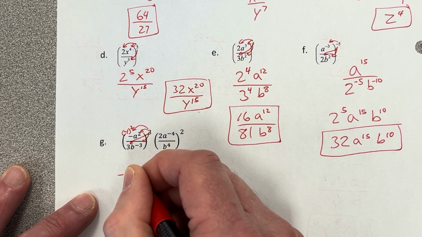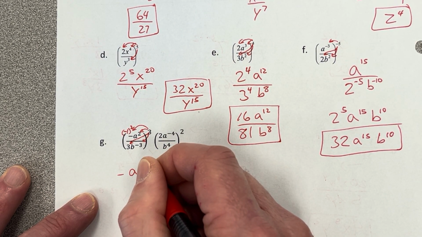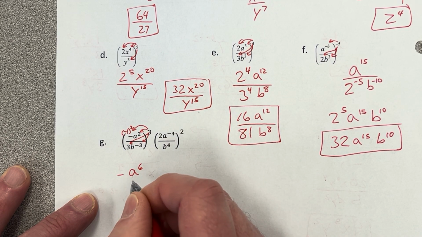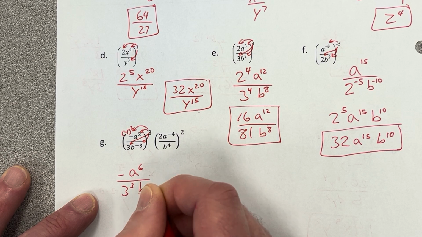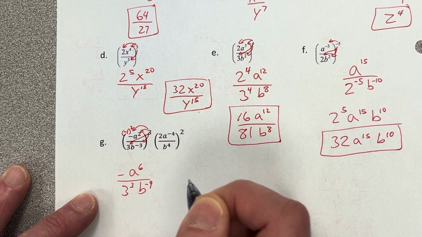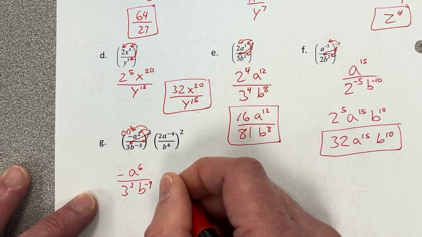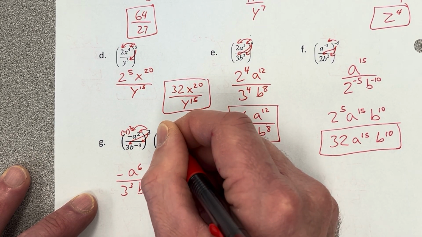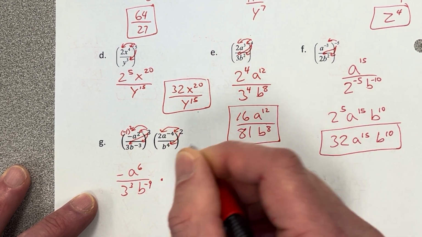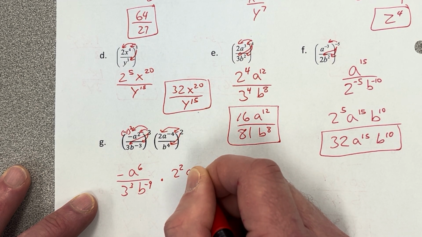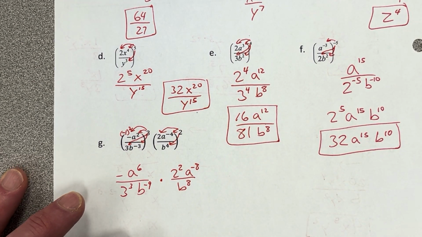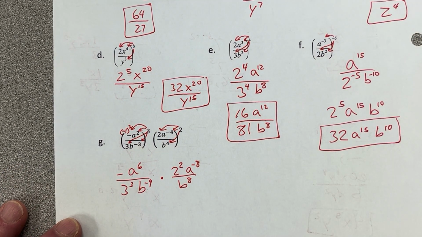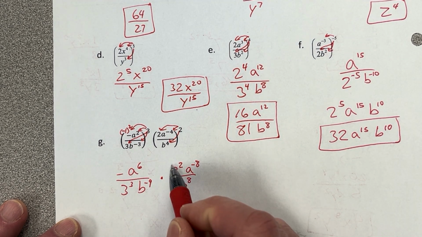We're going to have negative a to the 6th power of a power over 3 to the 3rd b to the negative 9th power of a power. And then we're going to multiply that. We're going to do the 2 over here as well. 2 squared a to the negative 8 b to the 8th. Okay, we've got a lot going on here. I think we're about ready to multiply straight across. But let's go ahead and evaluate this as well.